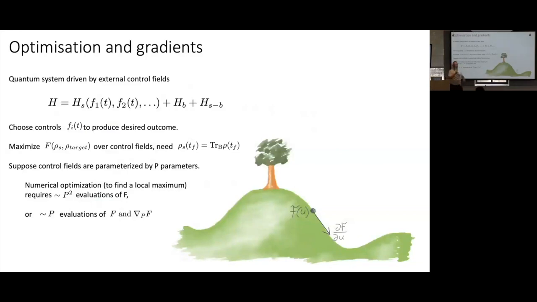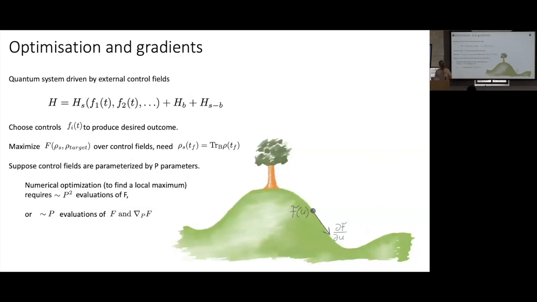Now, there's a well-known thing in optimization. Suppose we have these controls that are parameterized by, say, p parameters. We want to find a maximum or a minimum. If all you can compute is the function, that requires of order p squared evaluations of the function. Why? Because you're trying to approximate the Hessian, and there's p squared elements in the Hessian. However, p squared evaluations of the function is the same thing as p evaluations of the function and the gradient, because there's p numbers in the gradient.